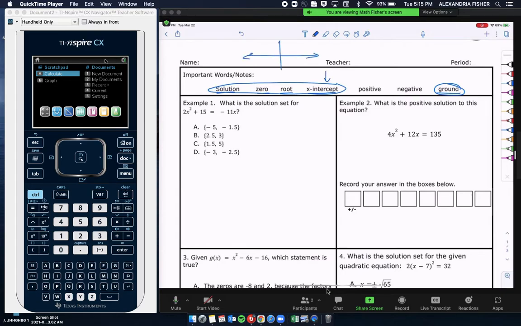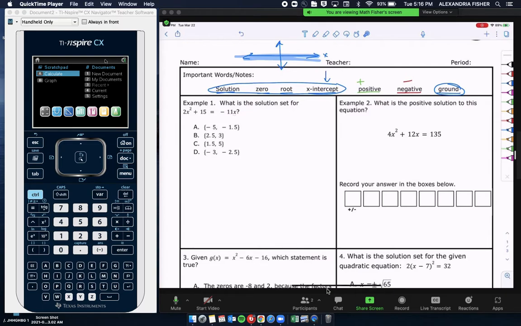If we were to draw a graph, it's where we touch the x-axis, this line right here, okay? The x. So then we have positive, which is the positive number, and then we have negative, which is the negative number. So let's go ahead and read our first question. Example 1, what is the solution set for 2x squared plus 15 equals negative 11x?